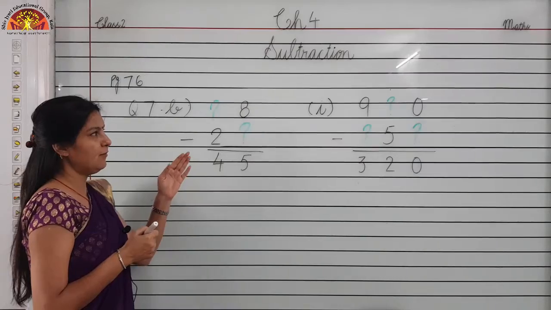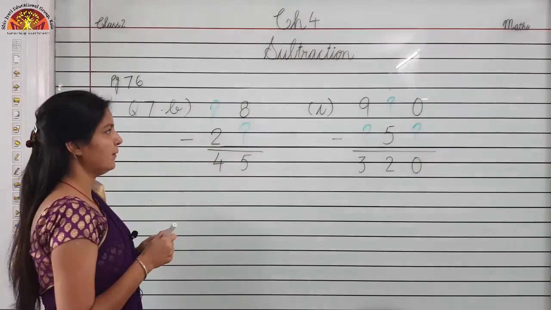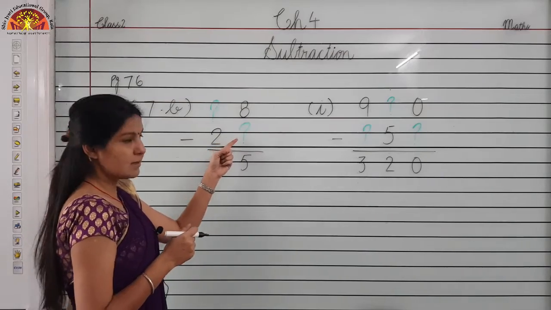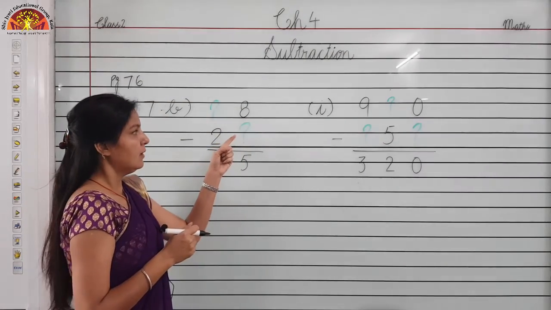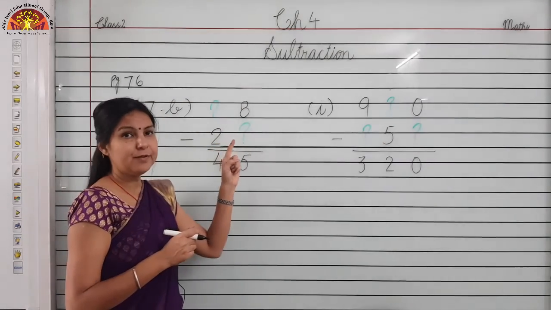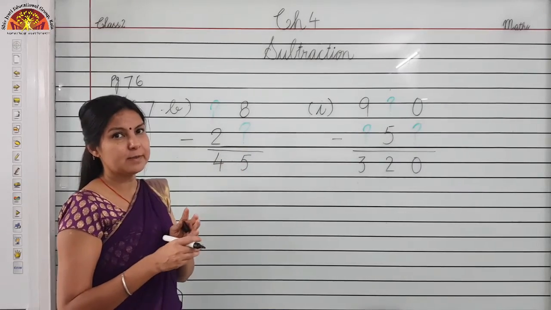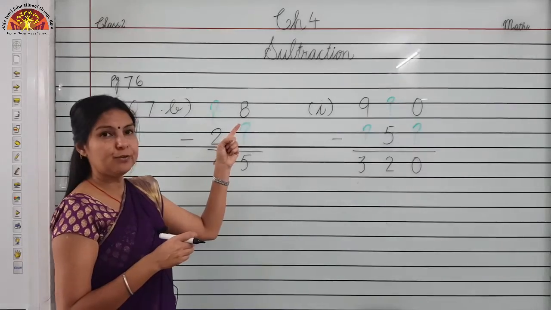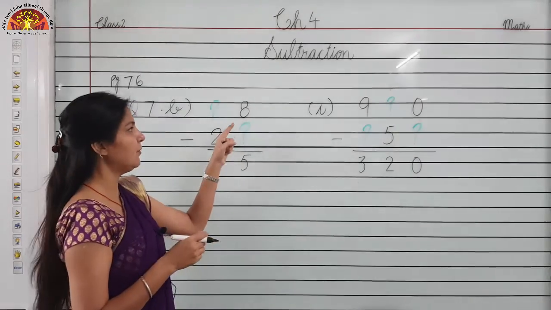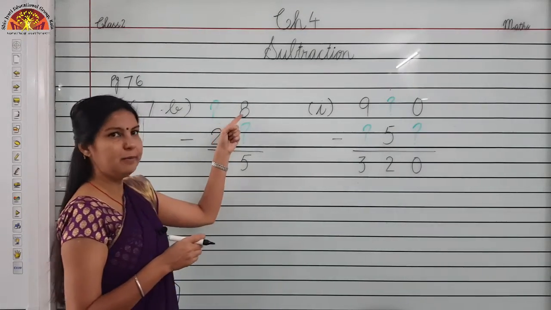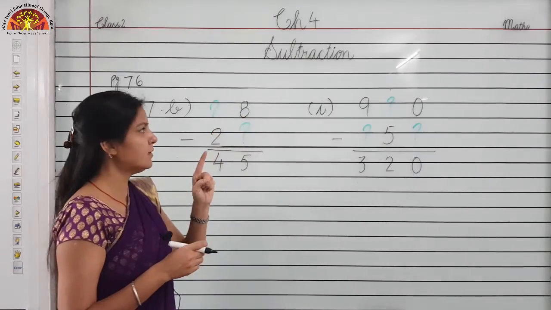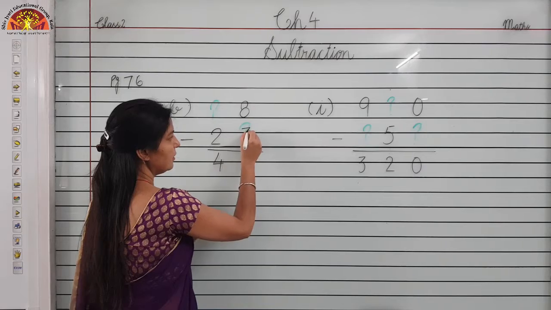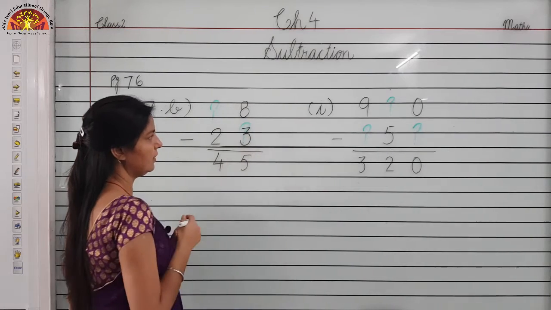Now children, we will find out the missing numbers here. So children, here this is question mark, you can see. So which number, first of all tell me which number we can subtract from 8? This number will be smaller. So what we will do for finding out the smaller number? We will subtract 5 from 8. After subtracting 5 from 8, we will get 3. So we will write 3 here.